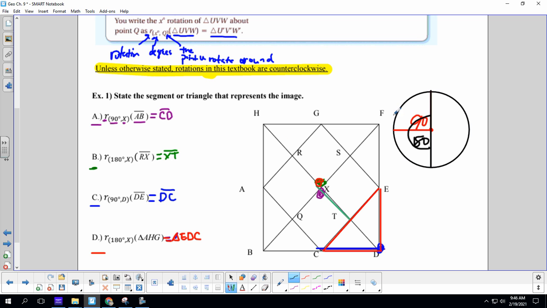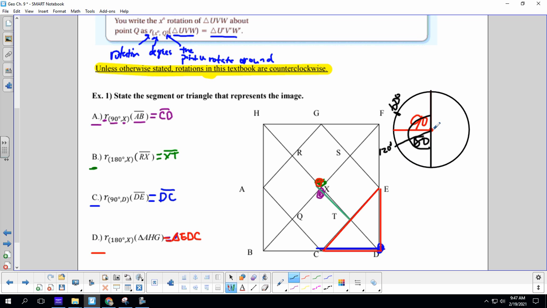So it's all the way around. And then 360 is the whole circle. We're going to look at little pieces of the circle. So if we're rotating 60, that is like right here. If we're rotating 120, that's like right here. So just little pieces of the triangle.